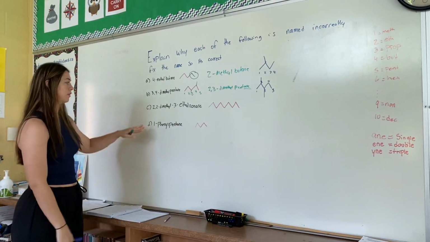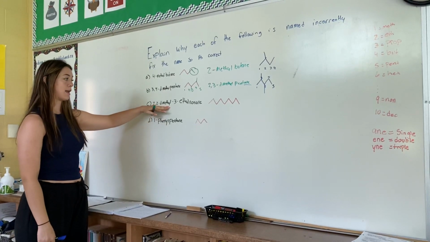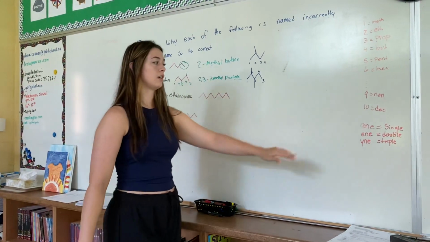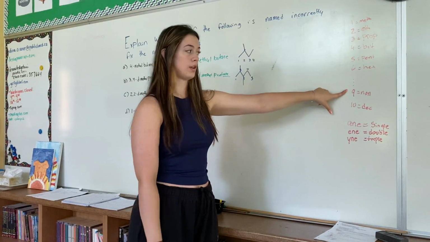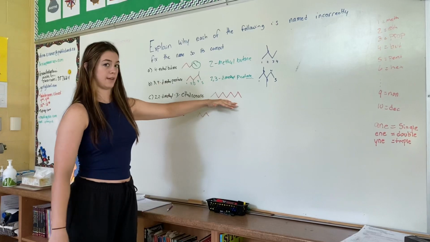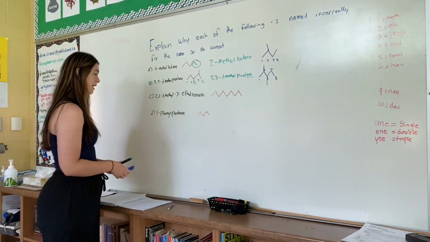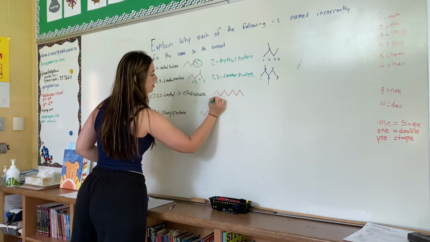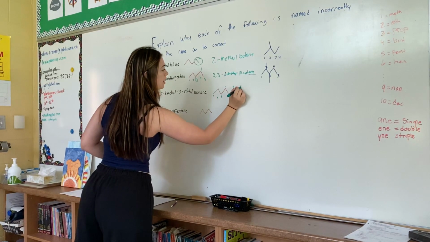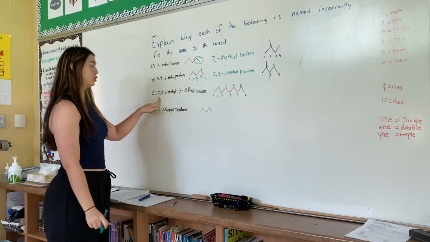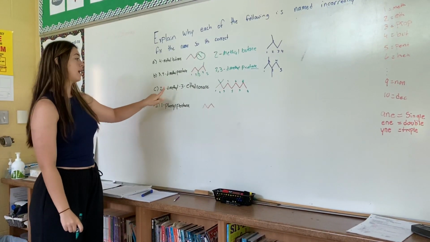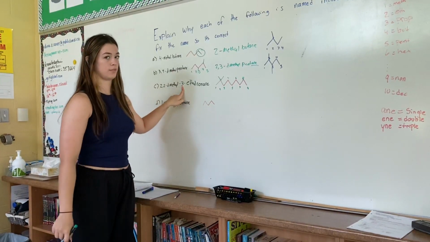Moving on to C, we have 2,2-dimethyl-3-ethylnonane. Look over here, 9 has the prefix of non, and ane is a single bond, which makes this a nonane. So what this would look like is 1, 2, 3, 4, 5, 6, 7, 8, 9. At 2 and 2, we would have 2 methyls, and at 3, we would have an ethyl.